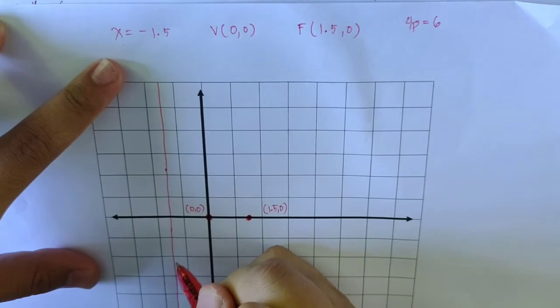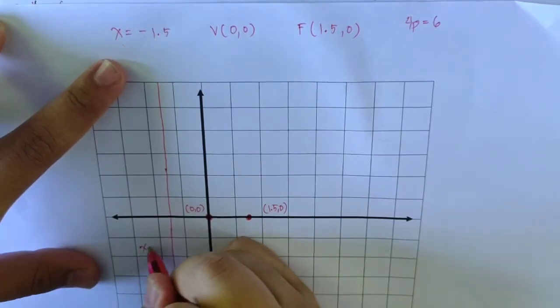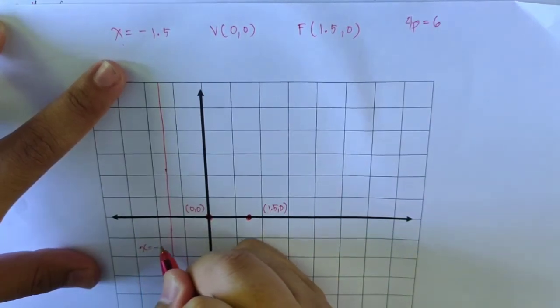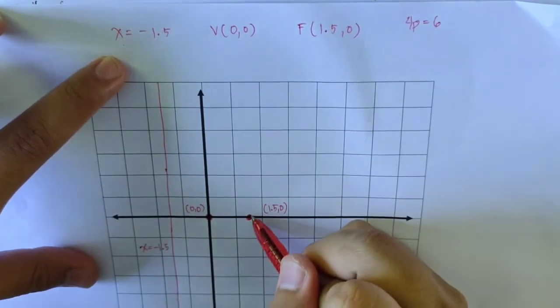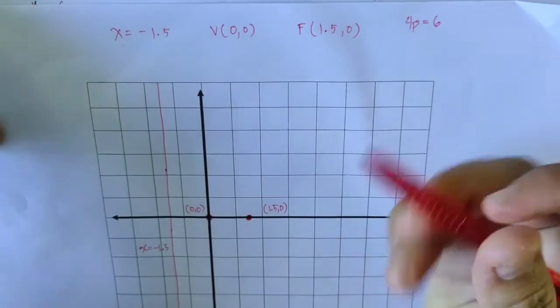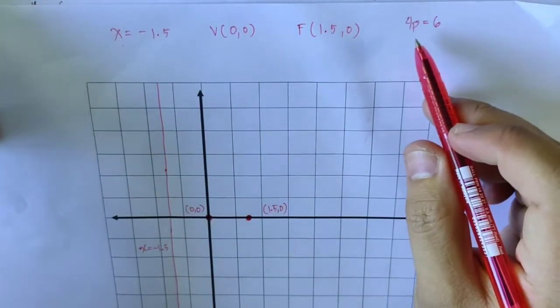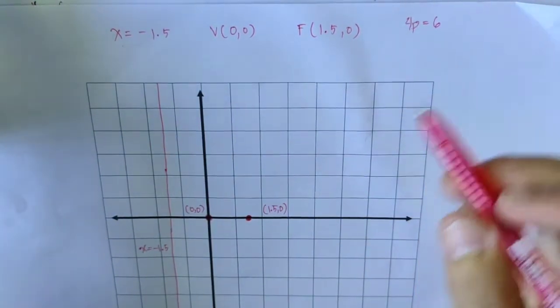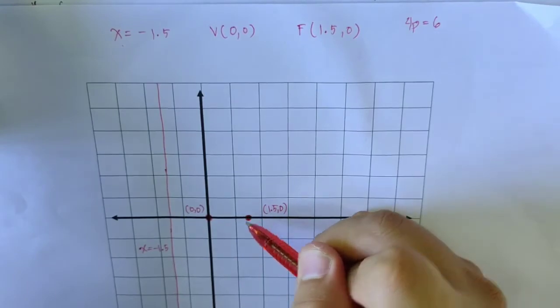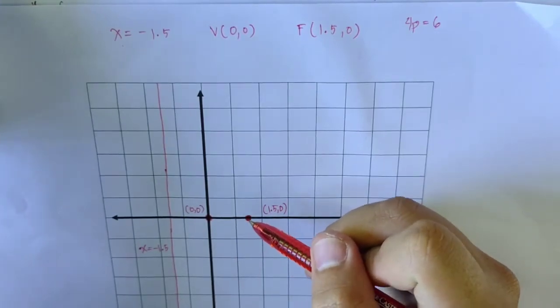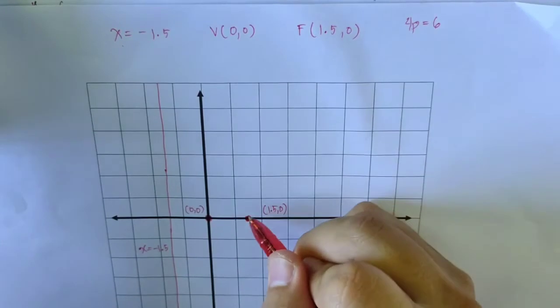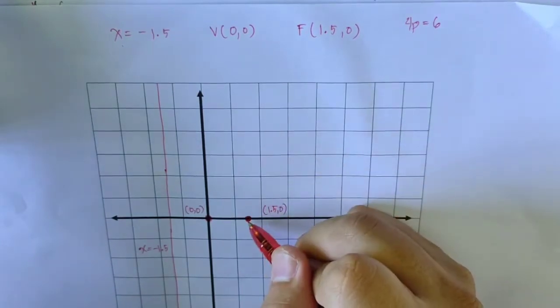So ito yung directrix natin na x equals negative 1.5. Okay, next. Latus rectum natin is equal to 4p. Since yung 4p natin ay equals to 6, yung latus rectum natin mula sa focus, magbibilang tayo ng 3 units. Bakit 3 units? Kasi hahatiin natin yung 6. 3 units pataas, 3 units pababa.